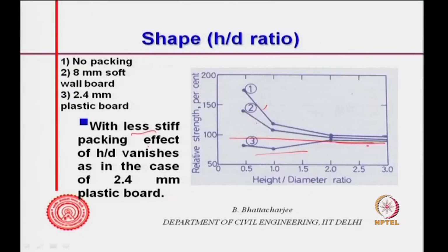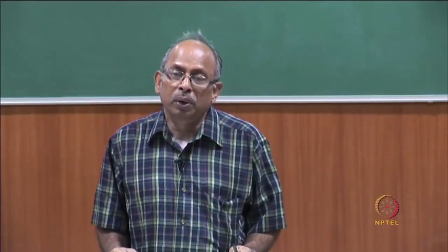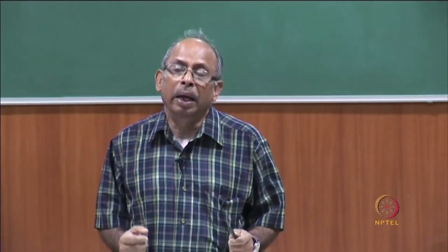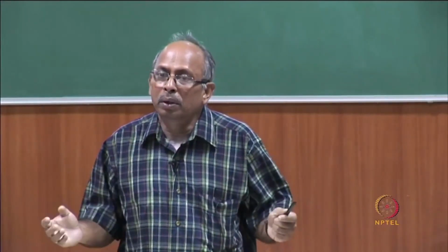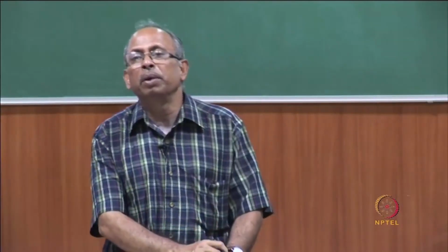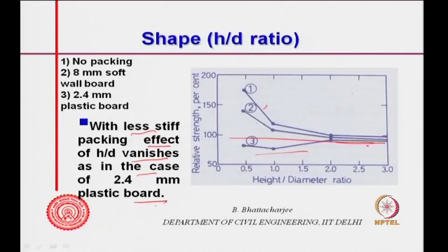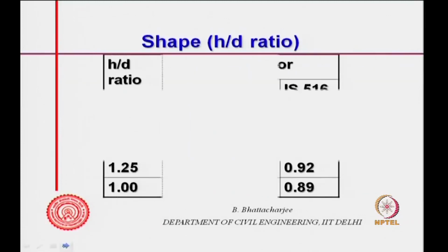So, with less stiff packing, the effect of H by D vanishes, as in the case of plastic board, because plastic board has got low modulus of elasticity and high Poisson's ratio. So, nu by E is now actually large. So, it can deform itself and allow the concrete to expand, and therefore, this effect is simply not there, it is very little maybe. So, this is what the L by D ratio, cylinder strength and all that.